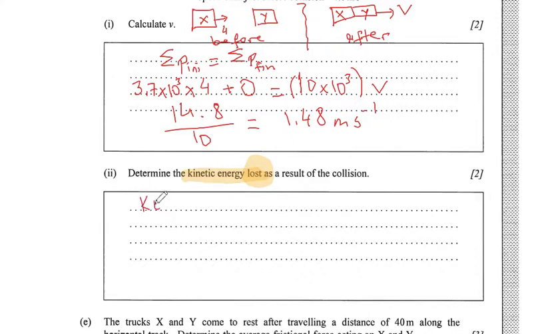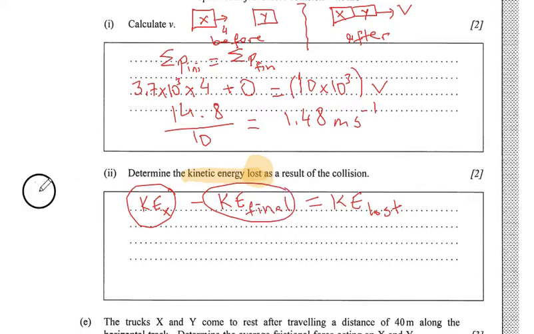I'm going to find the difference of the initial kinetic energy of x from the final kinetic energy, and that would be the kinetic energy lost. This is the initial because x is the only one that's moving. The final would be their combined mass and their velocity squared. So I'm going to apply 1/2 mv squared for all of the cases.